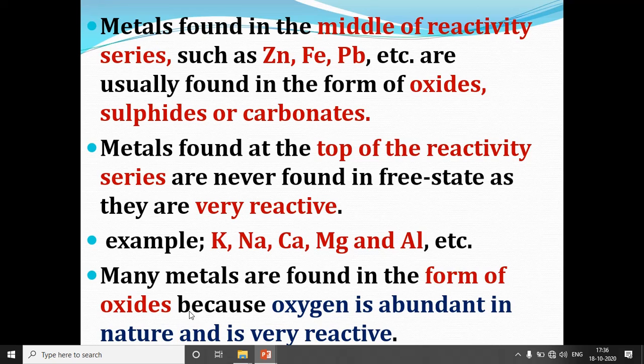Why are they found in the form of oxides? Because oxygen is abundant in nature and is very reactive. We know the atmosphere contains oxygen, isn't it? So metals are found in the form of oxide because they can react with oxygen which is found naturally in the atmosphere.